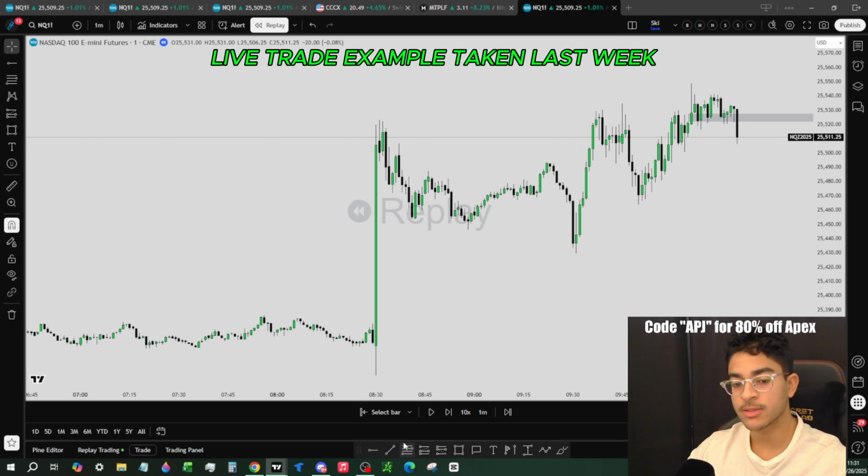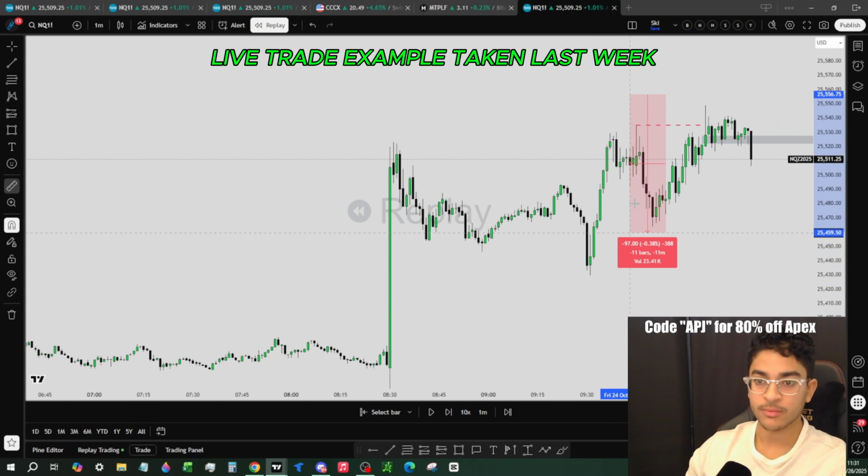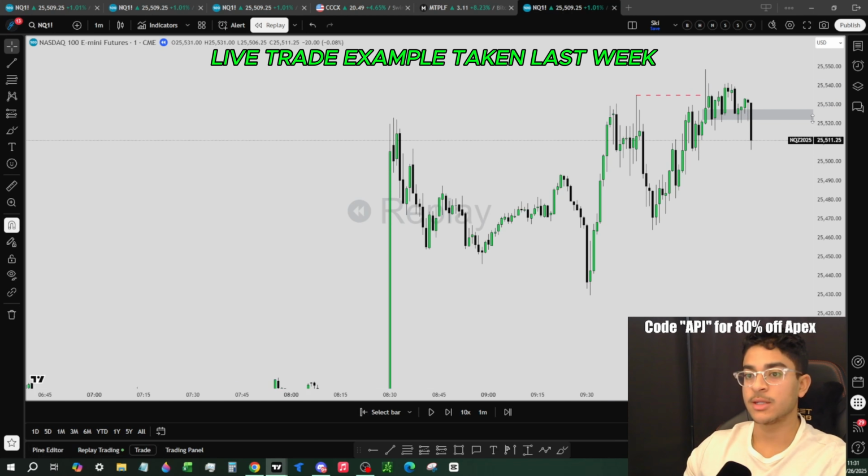There's a few factors. We had swept the high of day here, right? This was our high of day, which we swept on this candle. So that is number one. That is our higher time frame liquidity sweep. High of day, low of day, that's always a major point of liquidity, right? Obvious reasons. So that is factor number one.